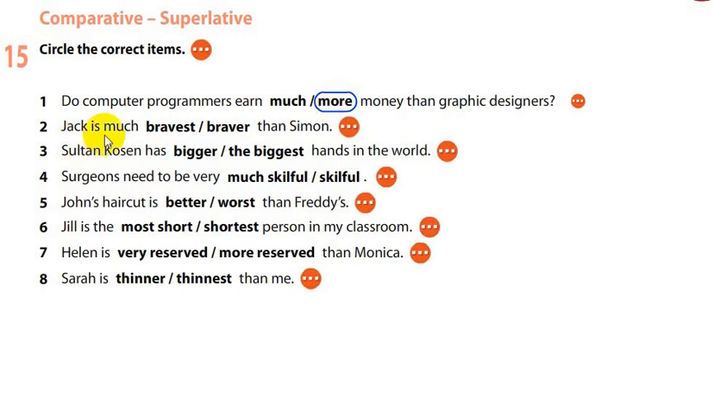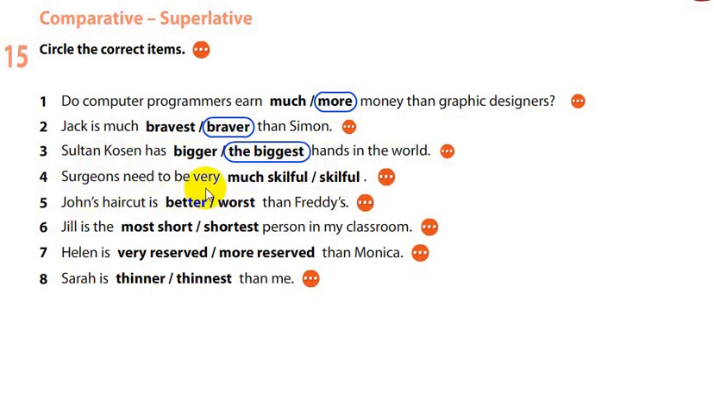Jack is much braver than Simon. You see the word than, so you compare Jack and Simon, and remember that we use the comparative. The comparative is braver. Sultan Kosen has the biggest hands in the world. Here we have only one person, so the superlative form. We use the biggest, yes.